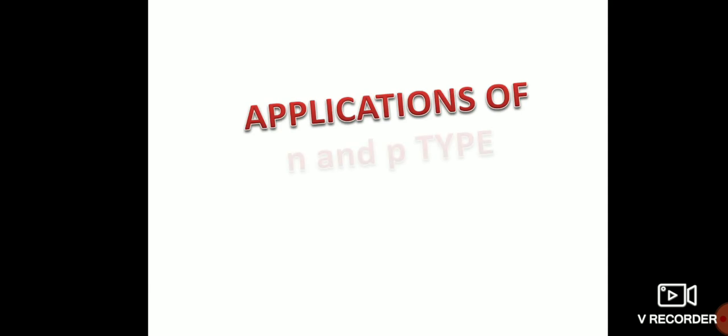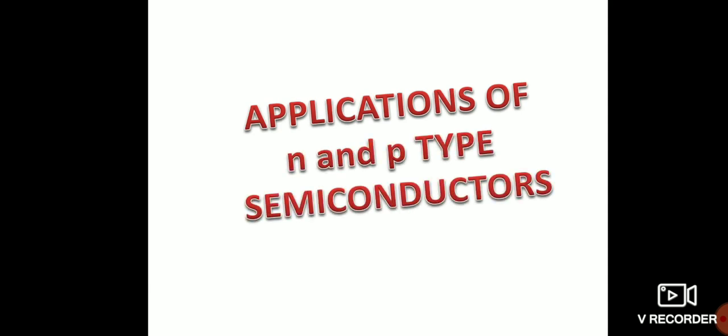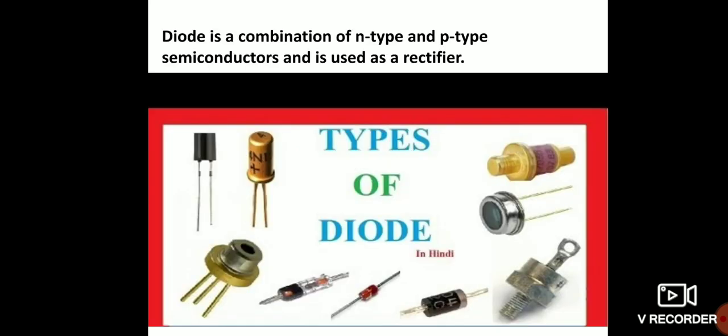Now some applications of the N-type and P-type semiconductors. Diode is an electronic circuit element, a combination of N and P-type semiconductors, and it is used as a rectifier. A rectifier is a device which converts AC into DC. You can see different types of diode in the diagram.